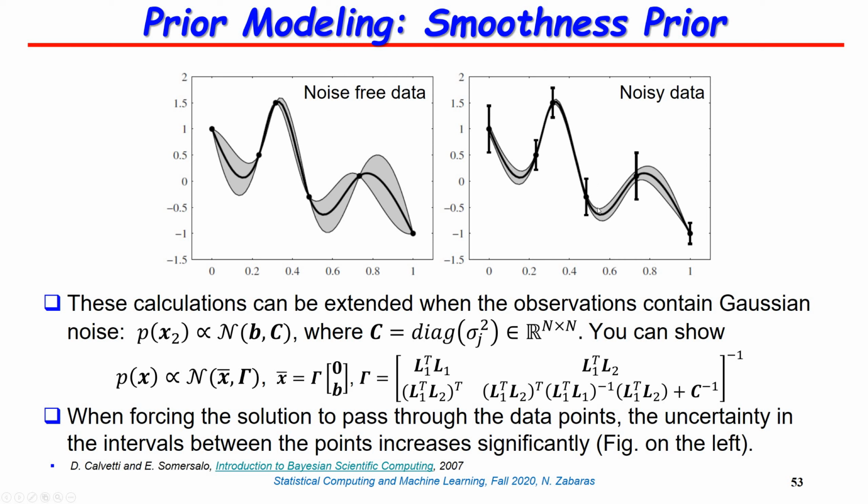And so we don't really force the posterior solution to pass exactly through these points, and that results in a reduction in uncertainties, as you can see on the picture on the right versus the picture on the left. Okay.